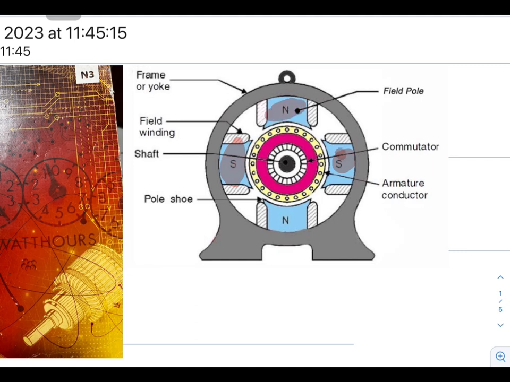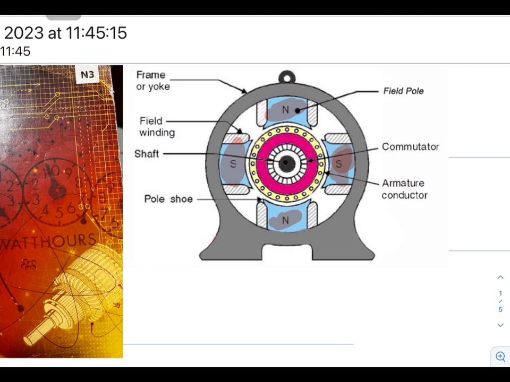The field poles are attached to the yoke through a bolt. And remember, both machines require a magnetic field. A permanent magnet is only used in a theoretical motor or a theoretical generator, but a practical machine uses electromagnets, or field windings, as you may call them.